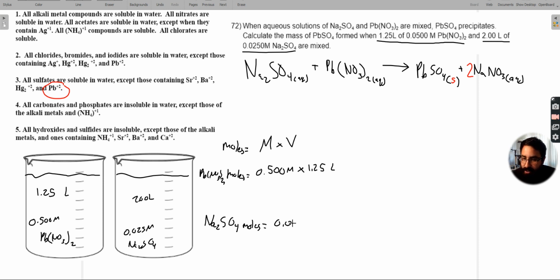So this one is 0.025 molar times its volume. So the molarity times its volume will give you its moles. So this is going to be 5.5 times 1.25. Oh, that's not way off. 0.625 moles. And that's moles of Pb.